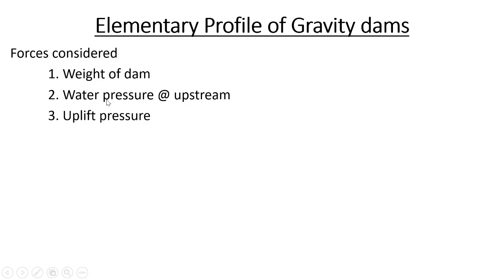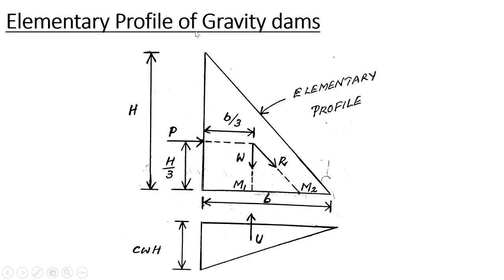Again, you have to listen very carefully. In water pressure, we will take only water pressure at the upstream. We will not consider water pressure at downstream for the elementary profile of gravity dam. This is the typical shape of the elementary profile of a gravity dam. According to the elementary profile, the shape of the dam is considered as a triangle.